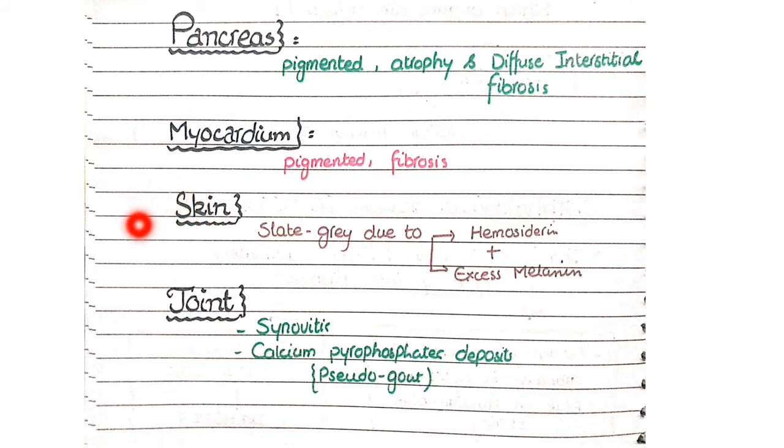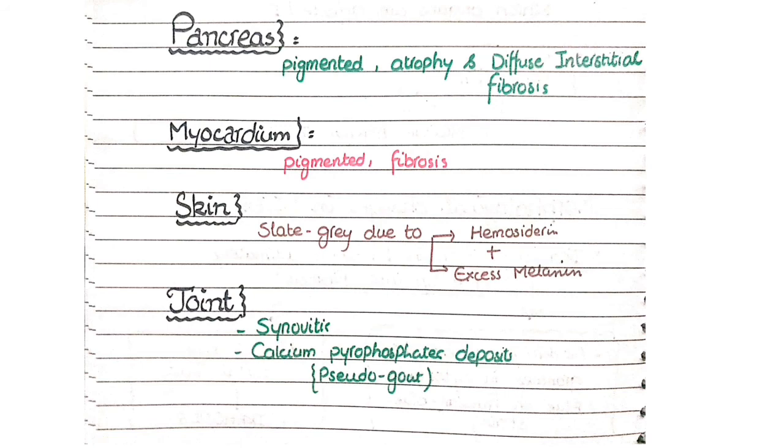The skin of patients with hemochromatosis appears slate grey, and this is due to the combination of two factors. The first factor is the deposition of iron or hemosiderin in the tissues of the skin, and the second is excessive melanin production induced by this deposition of iron. So due to the hemosiderin and excessive melanin, the skin appears slate grey in color. Lastly, the joints can also be affected in the form of synovitis, or hemochromatosis can lead to the deposition of calcium pyrophosphate deposits that can create pseudogout.